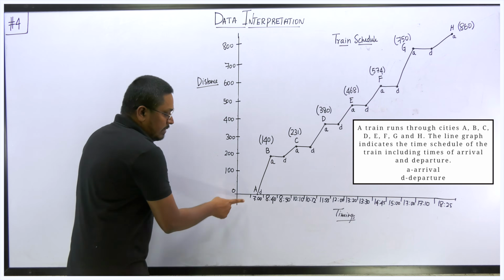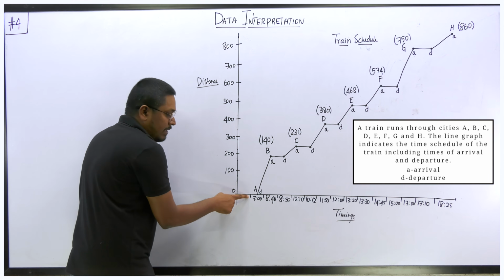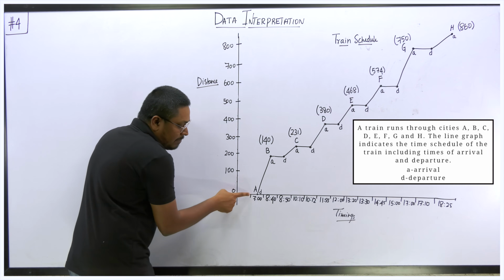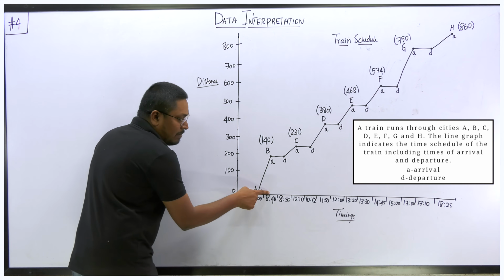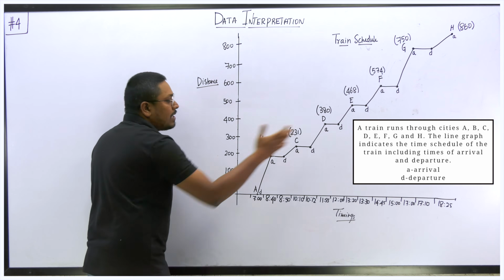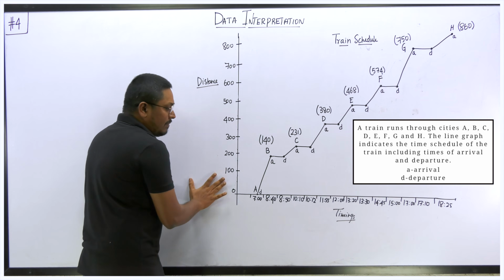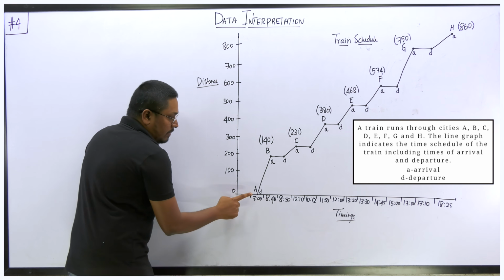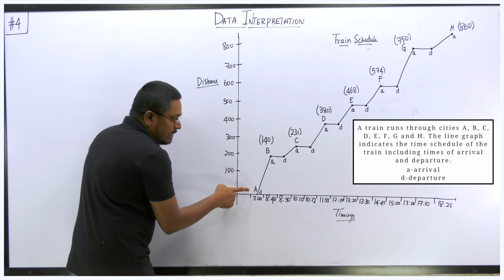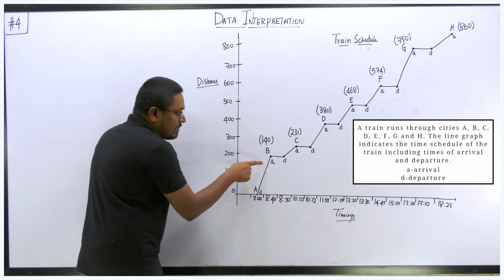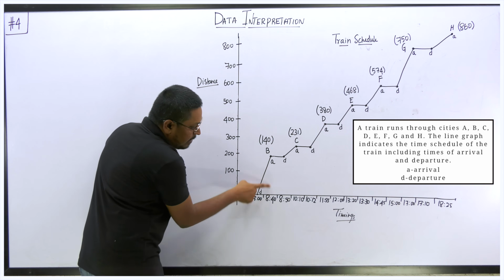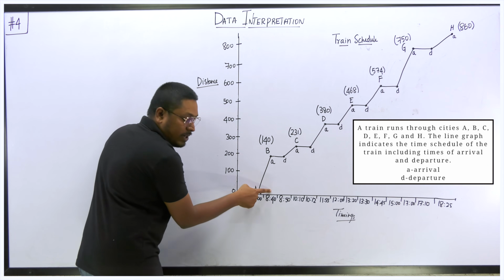And remember one thing, this point is not 7 a.m. This point between these two lines, they have mentioned as 7. This will be 8:40, 8:50 and the timing goes on. So just listen here. What you need to remember is the train starts at 7 a.m. So at what time does it reach city B? It reaches city B at 8:40.